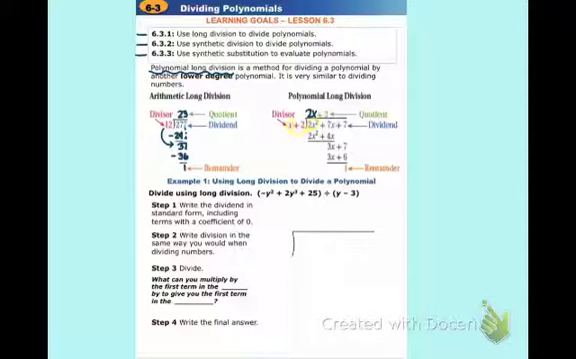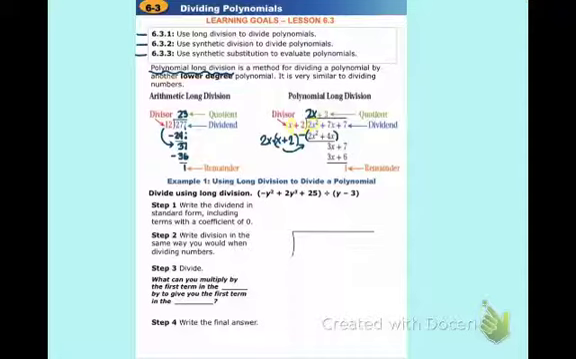Now if I took 2x and I multiplied it by x, so if I took this number in the quotient and multiplied it by that first term of the divisor, I would get 2x squared. And if I multiplied it by the 2, I would get 4x. So 2x times this whole divisor of x plus 2 gives me this 2x squared plus 4x. Now that's actually what I'm going to subtract.